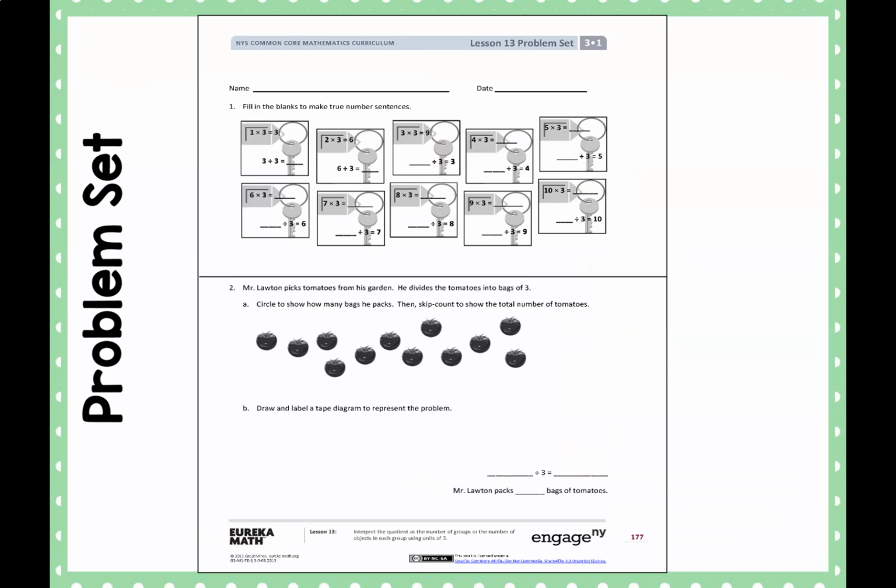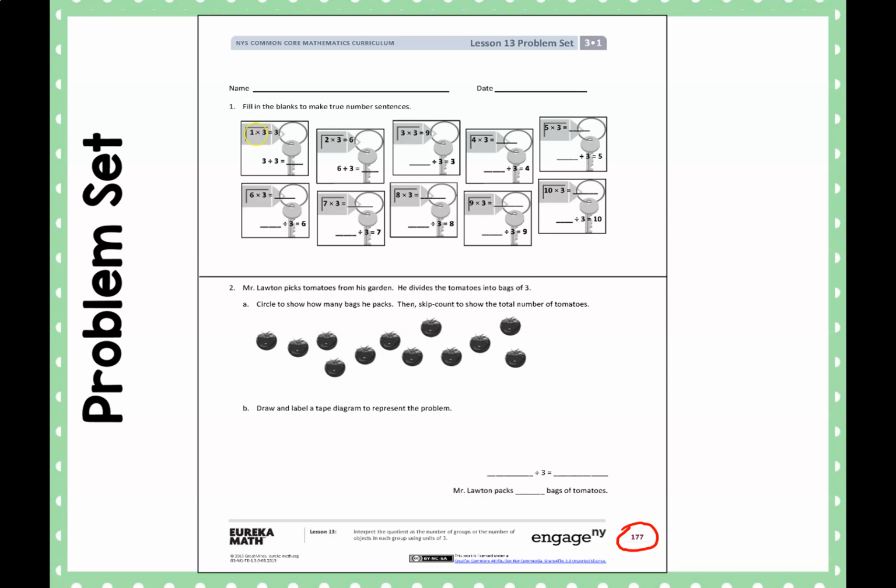Okay, so we're going to do a few problems on our problem set together. So go ahead and get out page 177. You can pause the video while you're getting out your problem set. So number 1 says, fill in the blanks to make a true number sentence. Okay, so this is where that relationship between multiplication and division is going to come in handy.